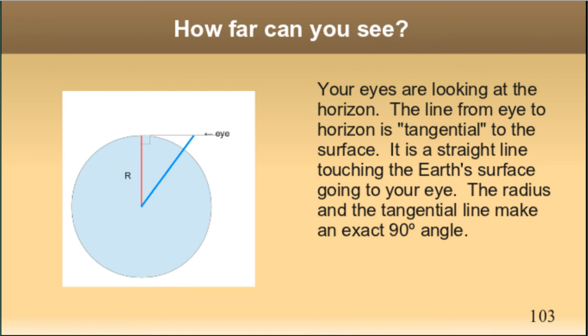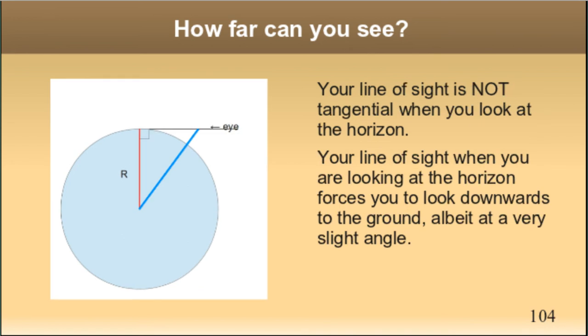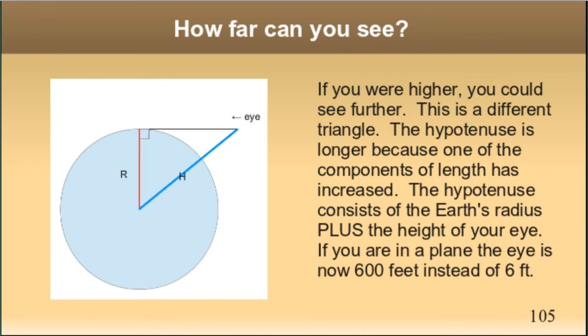Your eyes are looking at the horizon. The line from eye to horizon is tangential to the surface. It is a straight line touching the Earth's surface going to your eye. The radius and the tangential line make an exact 90-degree angle. And your line of sight is not tangential when you are looking at the horizon. Your line of sight when you're looking at the horizon forces you to look downwards to the ground, albeit at a very slight angle. If you were higher, you could see further.